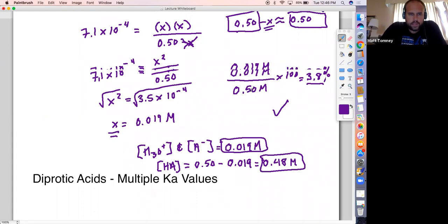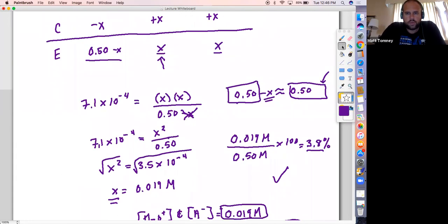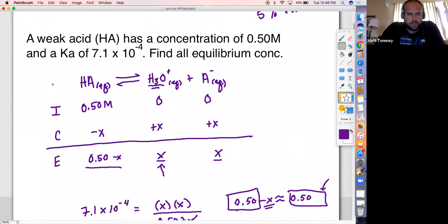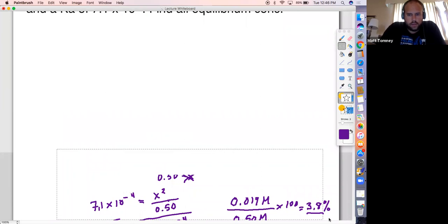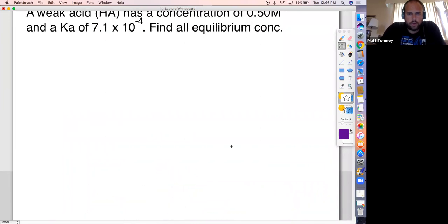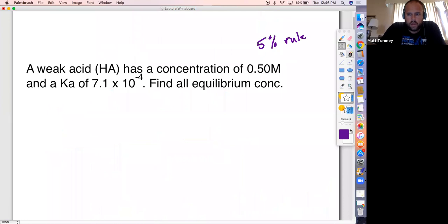Okay, so let's go back here. I'm going to erase the beginning portion. And we're going to take a look at an example where it may not work.